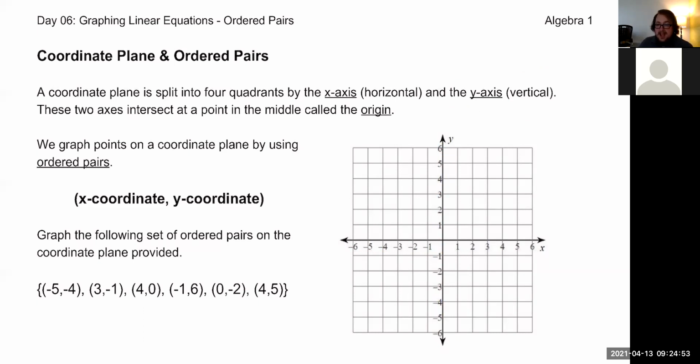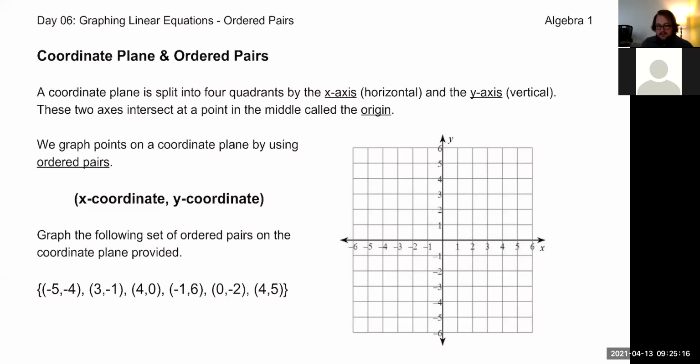And at the very middle, where these 2 axes intersect, is actually a special point called the origin. So origin, especially if you're into superhero movies, you have an origin story. It's kind of like the starting point. And that's actually where we're going to start a lot of the time when we're dealing with our graphs today.